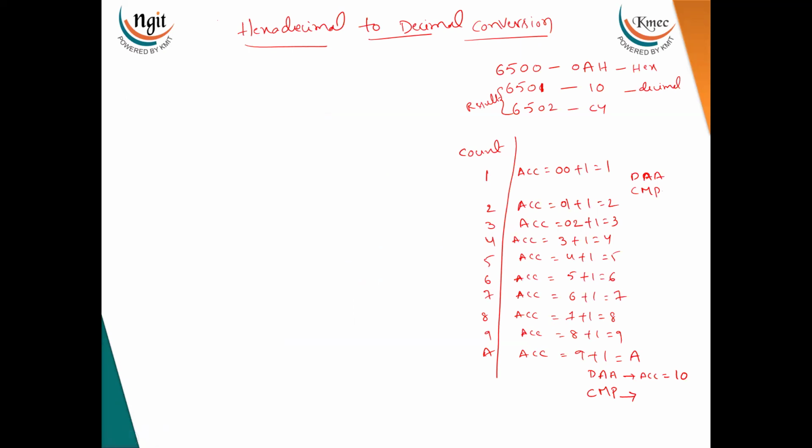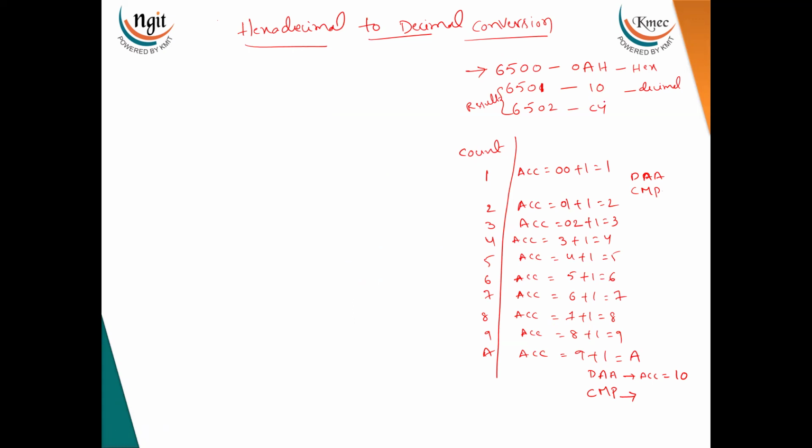Hexadecimal to decimal conversion. In the last lecture, we discussed the decimal to hexadecimal conversion. Now here we are discussing the hexadecimal to decimal conversion. Mostly, the procedure is the same. In this location, we are giving the hexadecimal value. Now 0A I have taken, for which the equivalent decimal value is 10.